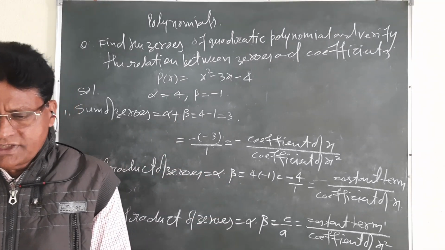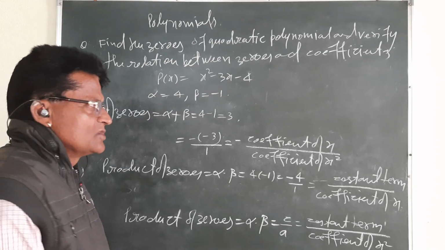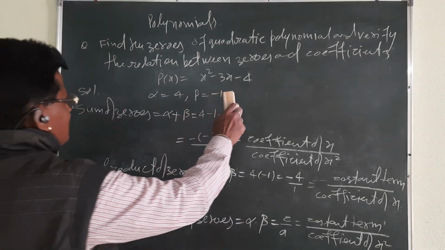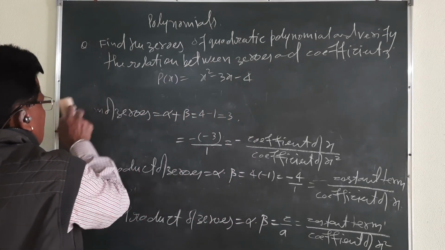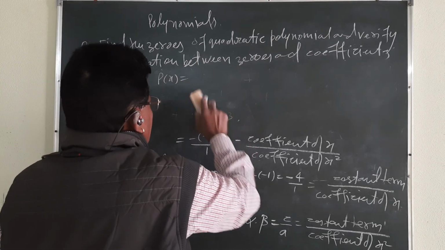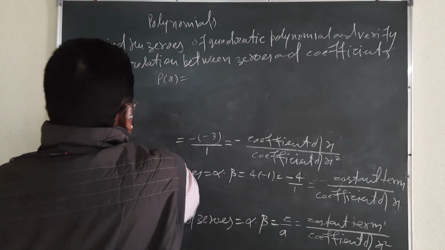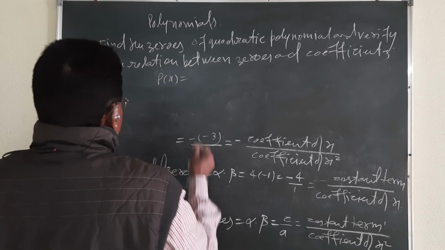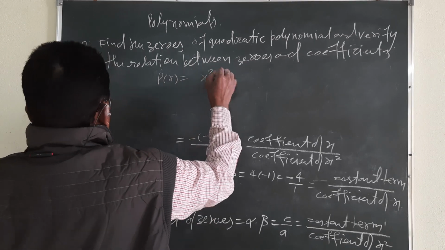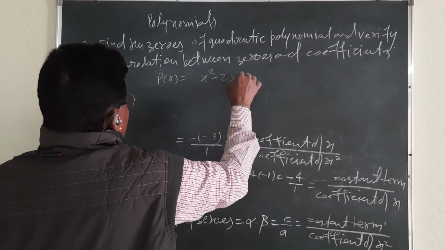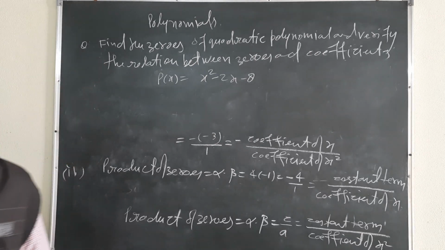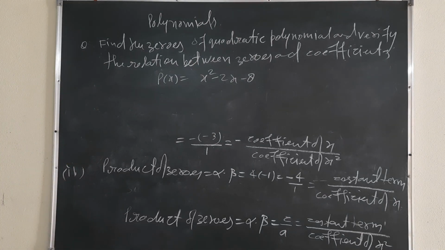Let me take one question from your book, which is also an important question, dear student, and you will have to find out a similar kind of thing. Let me change the quadratic polynomial, which is very important. I am taking x square minus 2x minus 8. Let me discuss this question also, which is very important, and I think it will be helpful for you to understand.